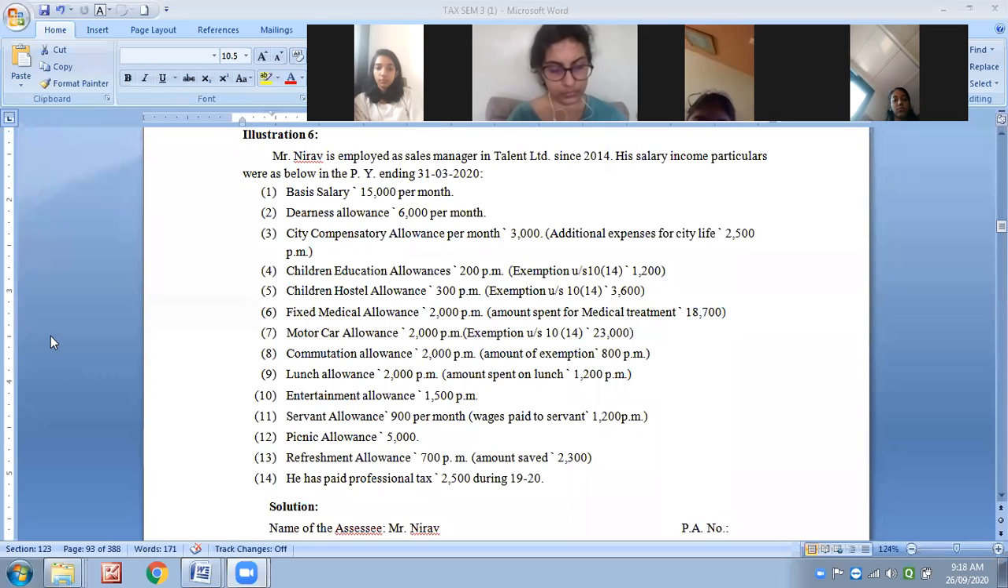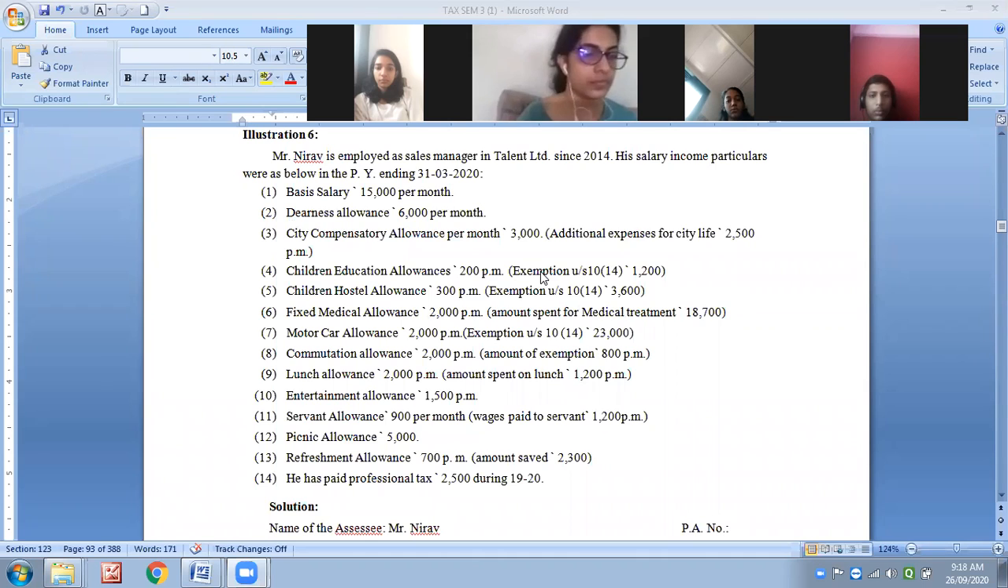Okay. Thank you very much. But we are not going to focus on that. If the exemption amount is given in the question, I'm going to take up this exempted value. I'm not going to compute on my own as per the provision of section 10, subsection 14. Is this clear? If the amount is given, directly I will deduct. Understood, everyone?